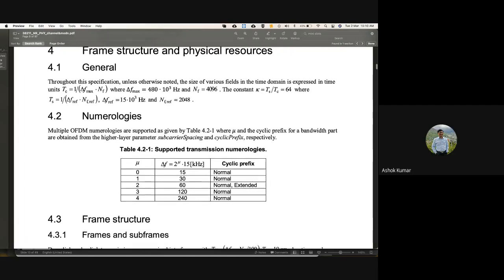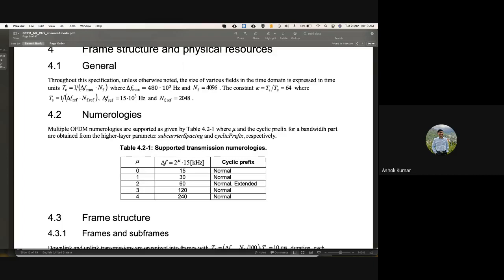You understood TC? Corresponding to different numerologies, we use different sampling rates, and that will always be expressed in terms of TC. So when we use 15 kilohertz subcarrier spacing, the sampling rate would be equal to the sampling rate used in LTE. In LTE, 15 kilohertz depends upon the bandwidth. I'll explain that; it depends on the bandwidth. I just gave an example.